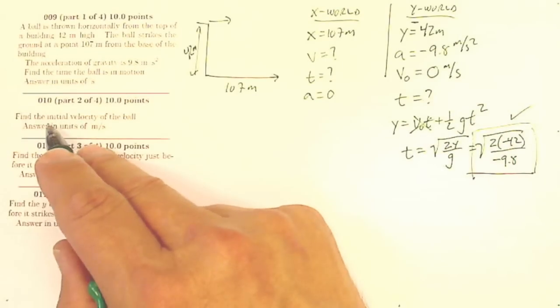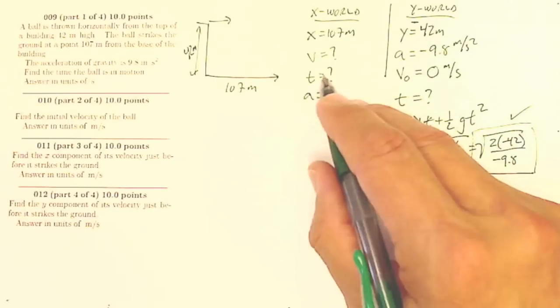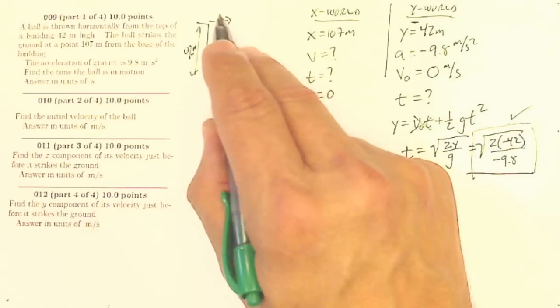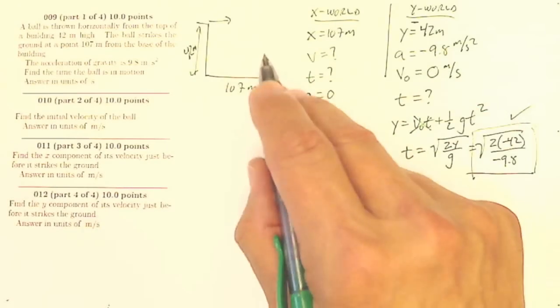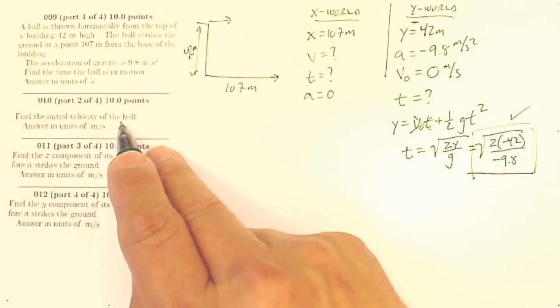Question 10 says find the initial velocity of the ball. Well, if I have a time, that time is also in the x world. So my velocity of the ball, that's an x velocity. Since it's got 0 y velocity, that's all x. So really this question could say find the initial x velocity of the ball.